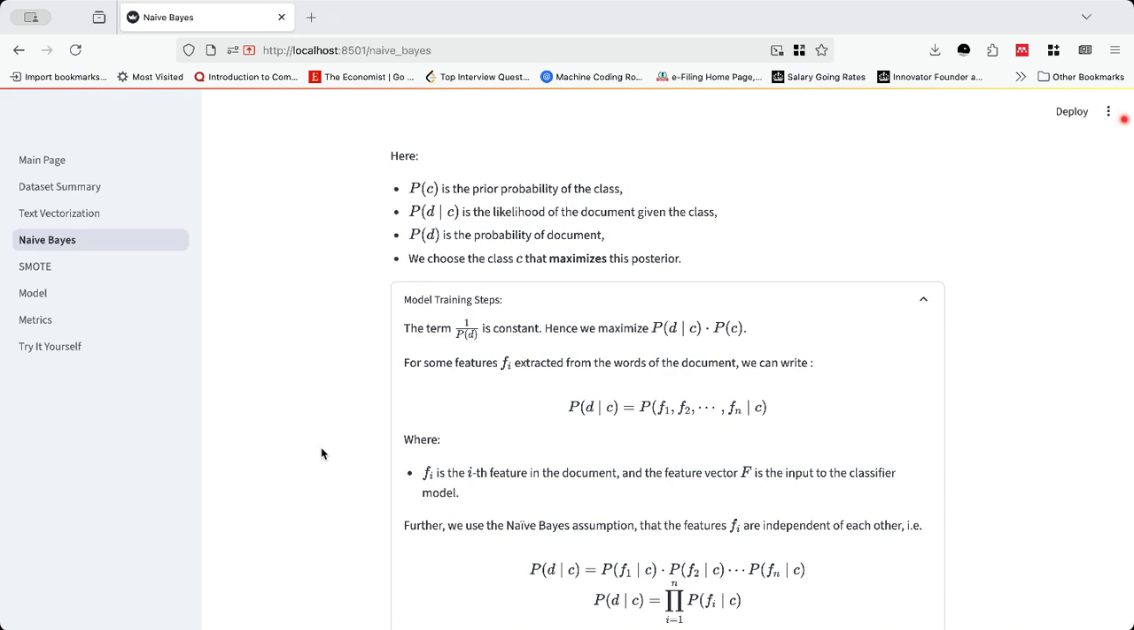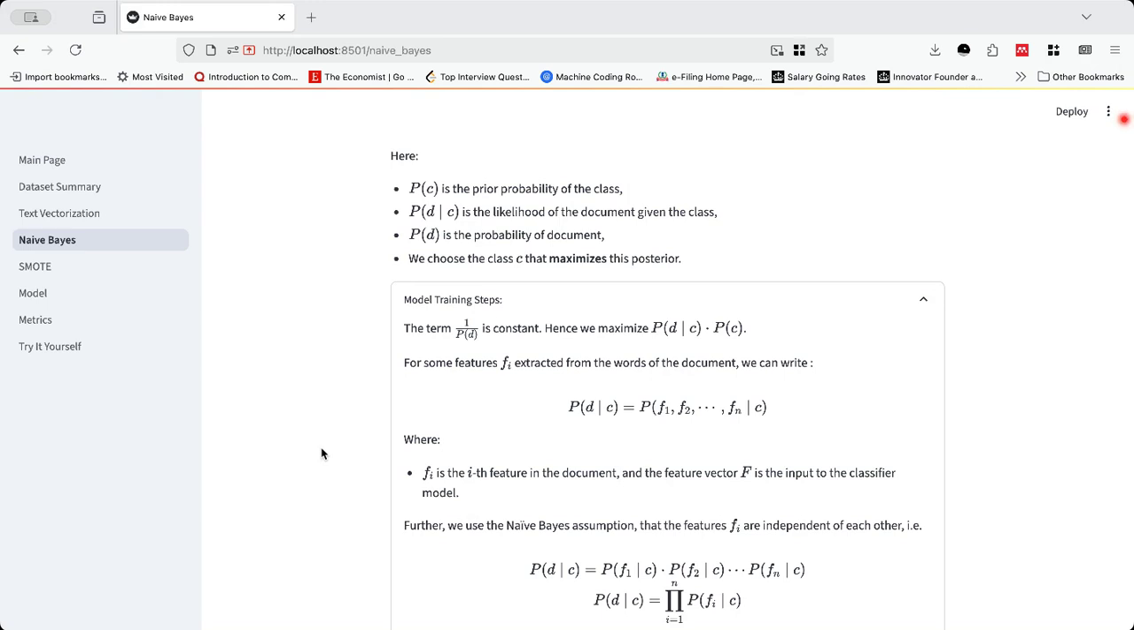A document is nothing but a collection of all individual words, and thus the likelihood of seeing a document given a particular class is nothing but the product of individual likelihoods of each word in that document for that particular class. This is the naive part of the naive Bayes. So far, so good. Let's recap.